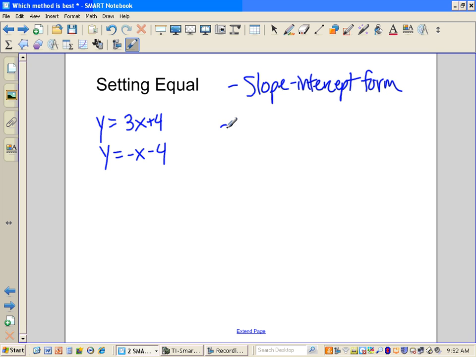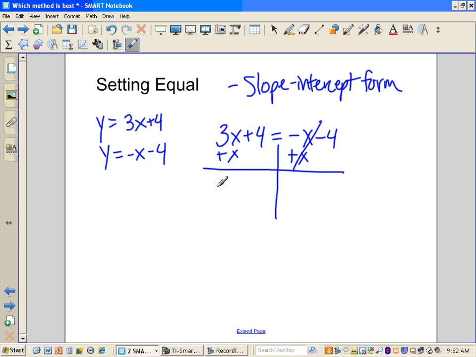So I might say something like 3x plus 4 is equal to negative x minus 4, because they're both equal to y, so these two parts must be equal. Well, here I just want to solve this equation for x, get the x's together. Those of you that like to draw the line down the equal sign to remind yourself: if you do one thing on one side, you have to do the same thing on the other side.